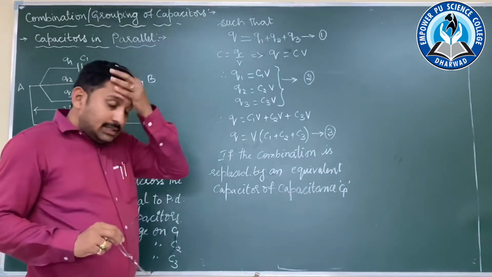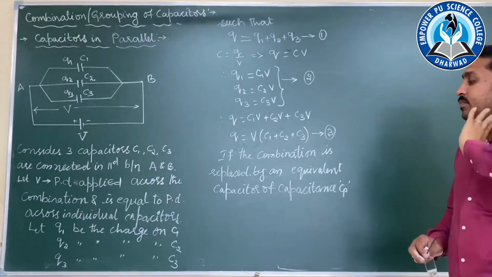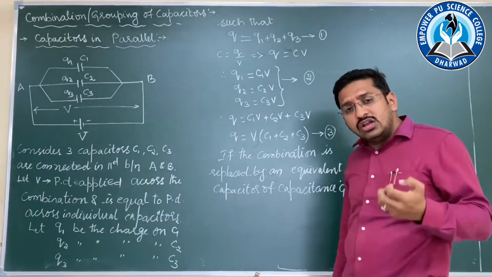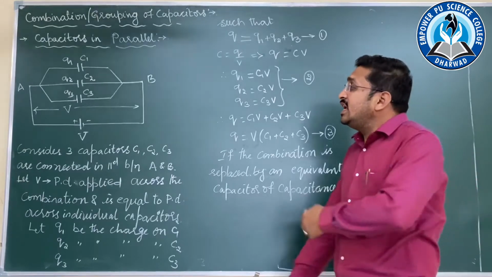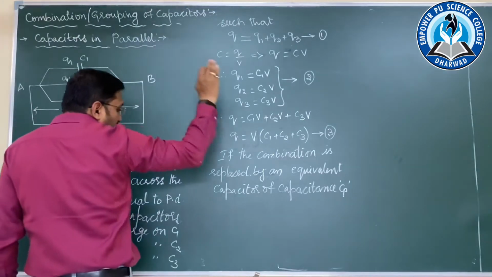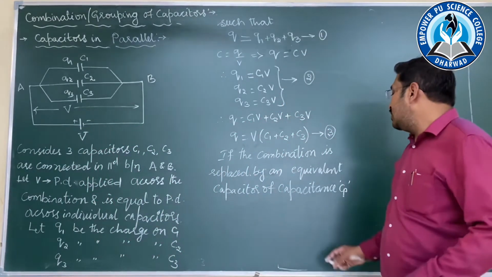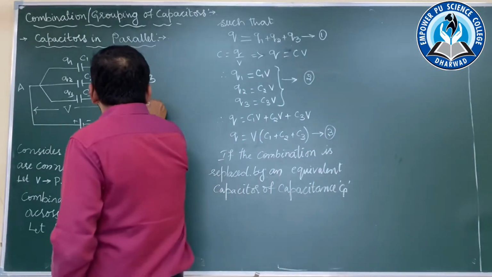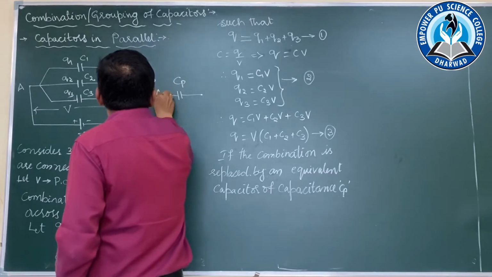What is equivalent capacitance? It is a single capacitor that stores the same amount of charge as the combination. The charge stored in this entire combination is stored by a single capacitance. We call it an equivalent capacitor or equivalent capacitance. So this combination is just replaced by another capacitance CP.